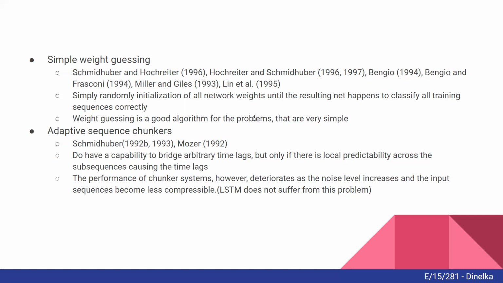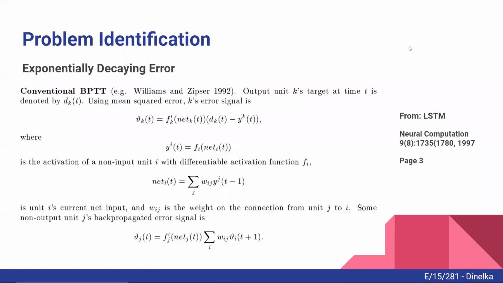Adaptive sequence chunkers were discovered by Schmidhuber and Mozer, and they have the capability to bridge arbitrary time lags, but only if there is local predictability across the subsequences causing the time lags. The performance of the chunker system, however, deteriorates as the noise level increases and the input sequences become less compressible.